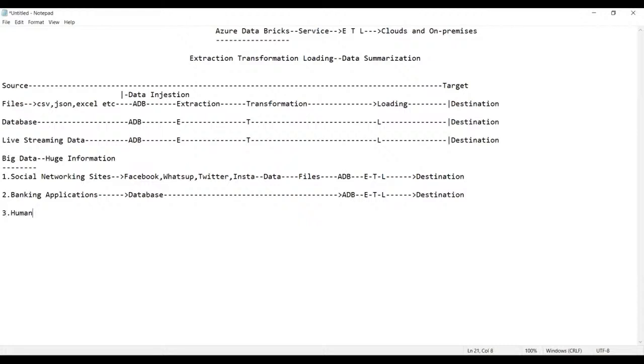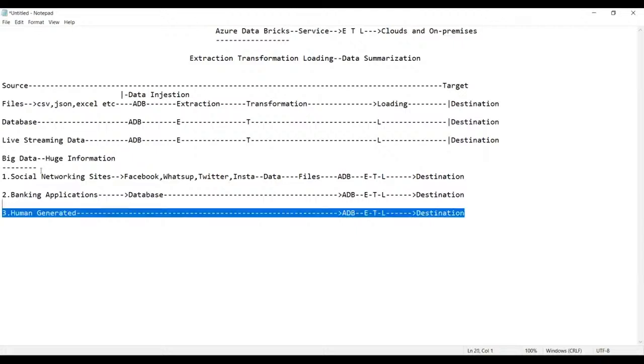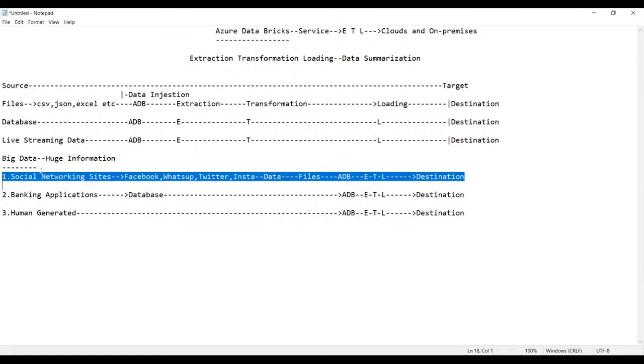Now, likewise, you can also get the data from human generated data. That means human generated data is very rare. Human generated means the data which is generated by you and me. Same process: human generated data will be accessed into the ADB, and using the ADB we perform extraction, transformation, and loading. Ultimately, finally we load the data towards a destination.